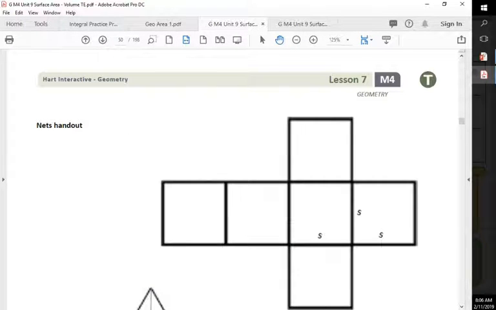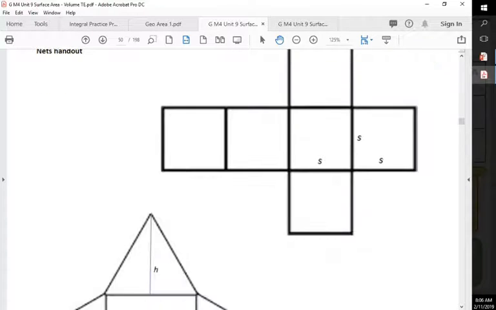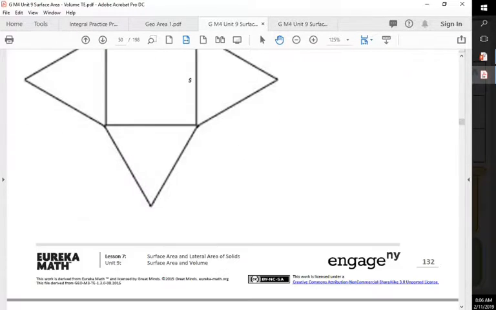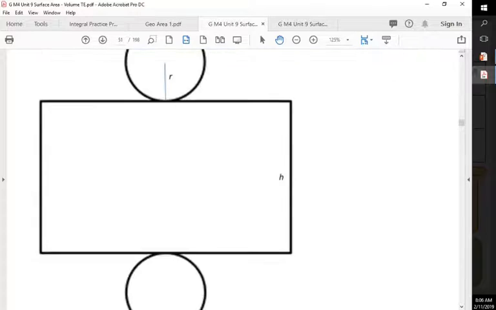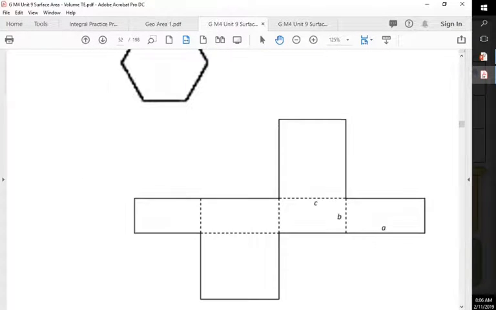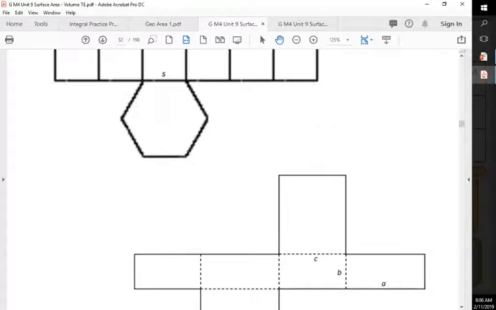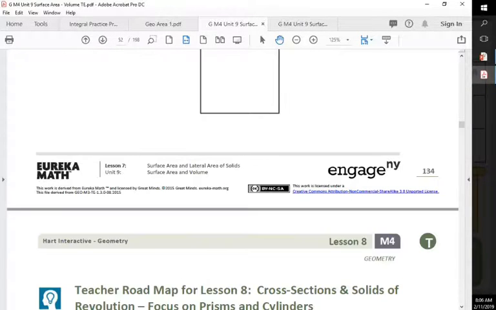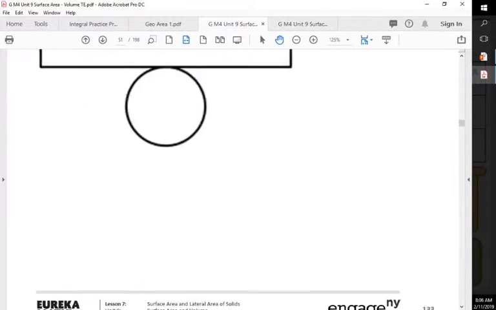So I'm going to have passed out to you 3 sets of these nets. That's what they're called. They're flattened out 3-dimensional shapes. 3 sets of these nets, and you are going to cut them out and fold them up into their 3-dimensional figures. Okay, because that's what we're working with today.